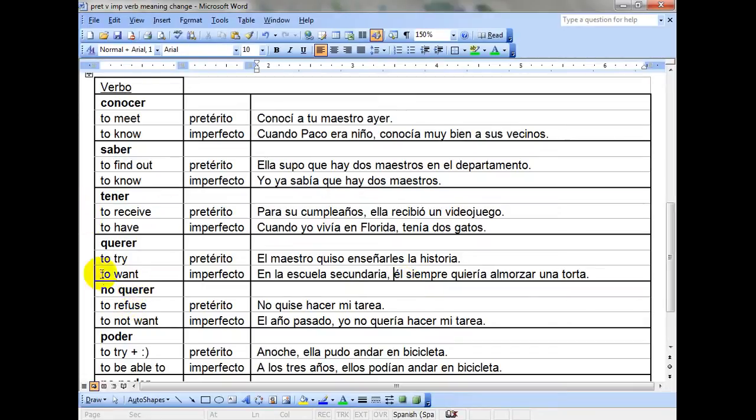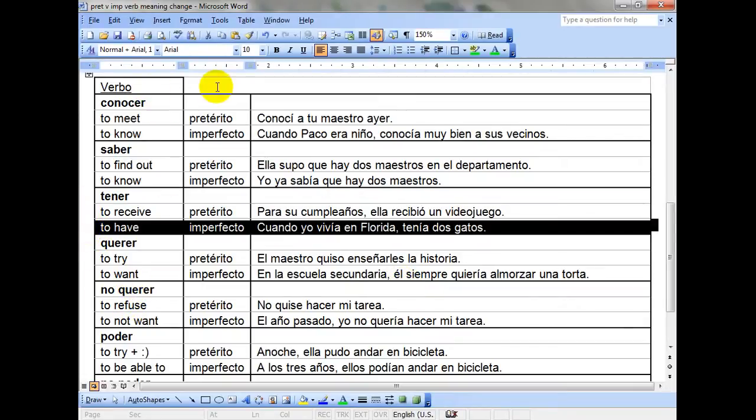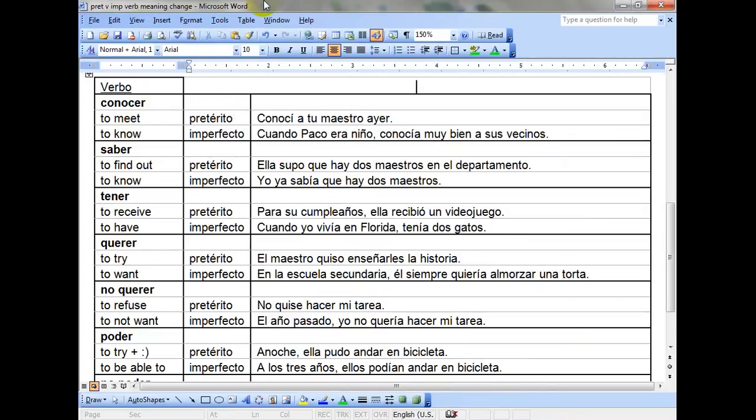Let's see, with querer again, but we're going to add that no on it. In the preterite, if you use no querer, it means to refuse. So, no quise hacer mi tarea. I refused to do my homework. And then in the imperfect, it just means to not want something. So, el año pasado, yo no quería hacer mi tarea. So last year, I didn't want to do my homework. Whether or not I did it, that's a different story.